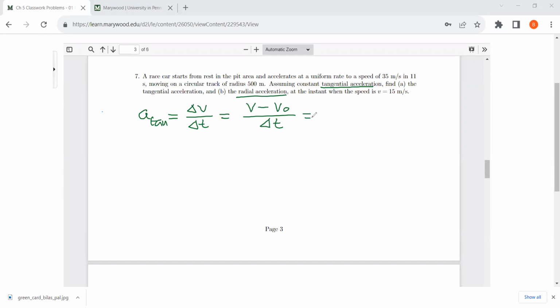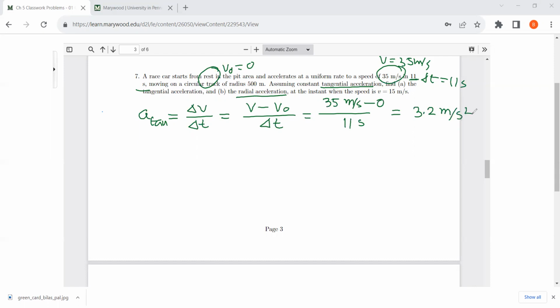Here in this problem, it says that the car starts from rest, so the initial velocity is 0, and goes to a final velocity of v equal to 35 meters per second, and delta t is 11 seconds. So if I plug all these values in, we should get our tangential acceleration. And the tangential acceleration will be 3.2 meters per second squared.